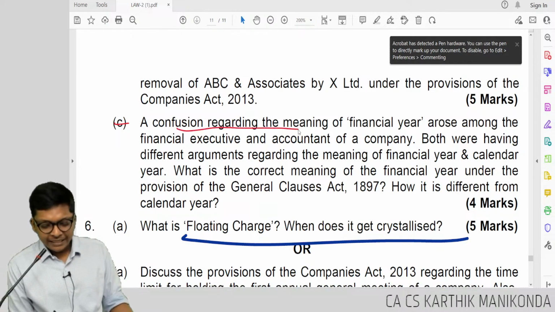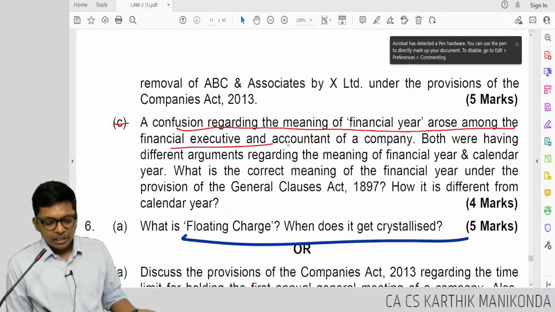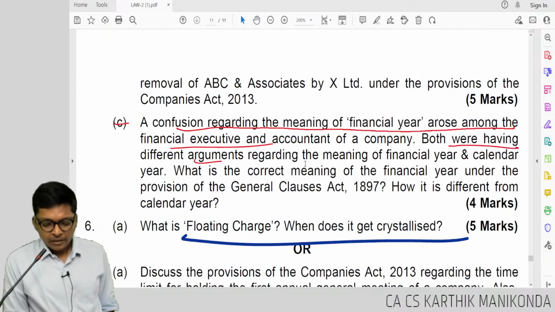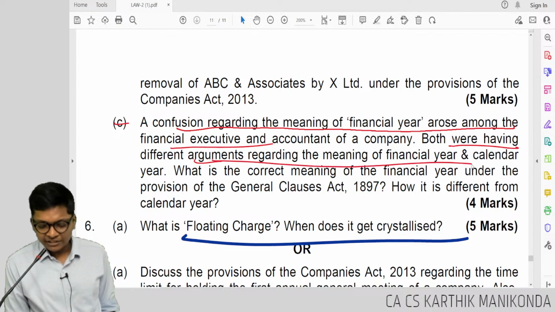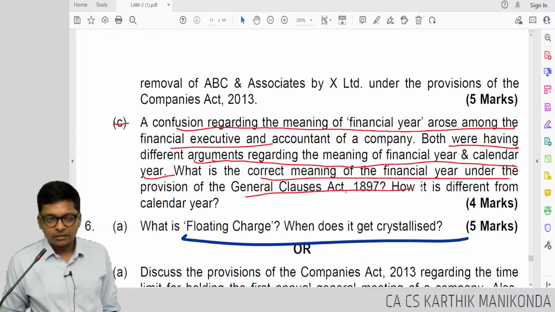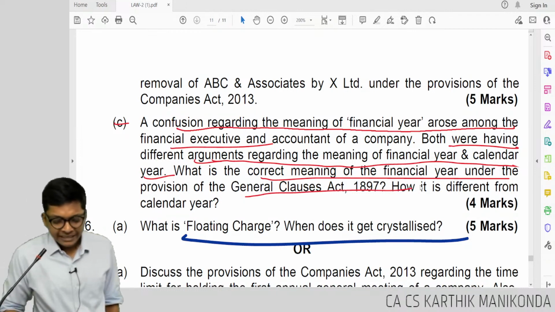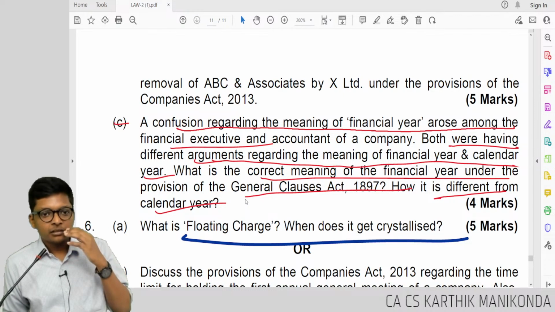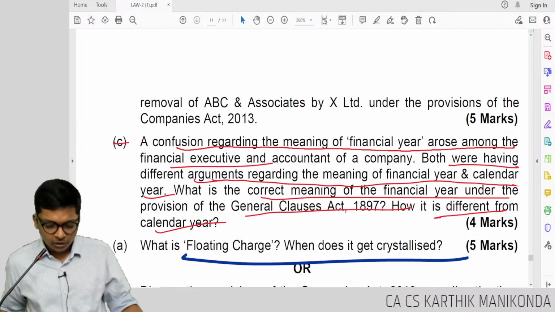A confusion regarding the meaning of financial year arose between the finance executive and accountant of a company. Both are having an argument about what is the meaning of financial year and calendar year. What is the correct meaning of financial year under the General Clauses Act? For those who are yet to learn also, is it different from calendar year? What is the answer? What is financial year? April to March. What is calendar year? Jan to December. 4 marks over. Okay, next.